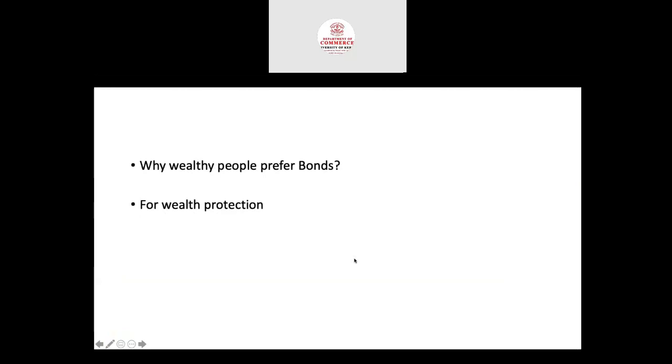So why do wealthy people prefer bonds? For wealth protection, the richest class invests in bonds rather than equity shares because of the tax exemption given by the bonds. Their wealth is also protected because the principal amount is safe in the case of bonds.